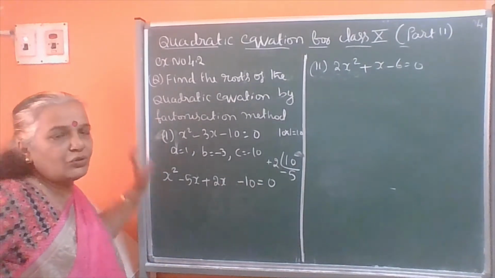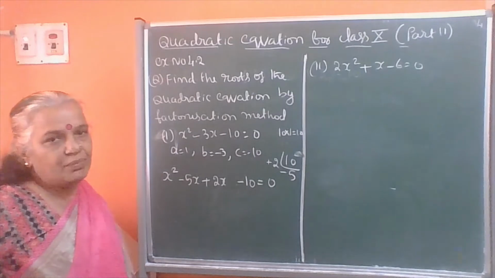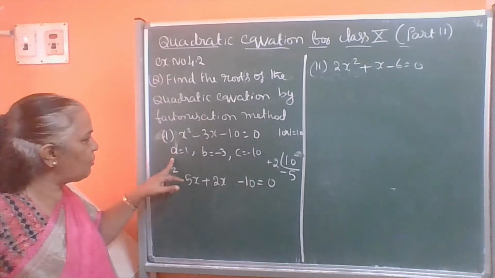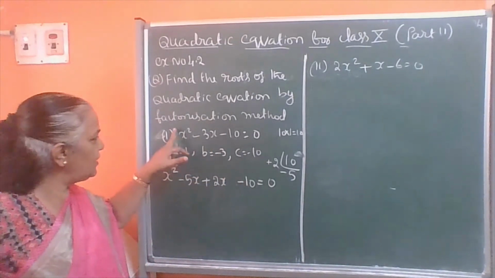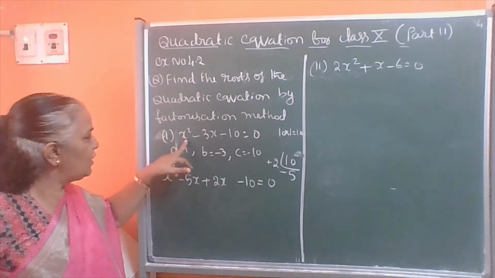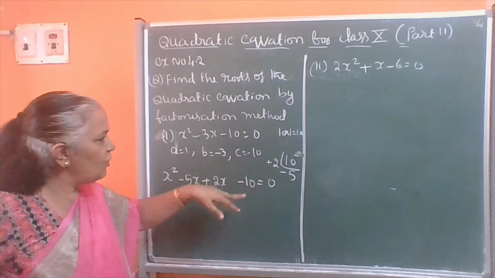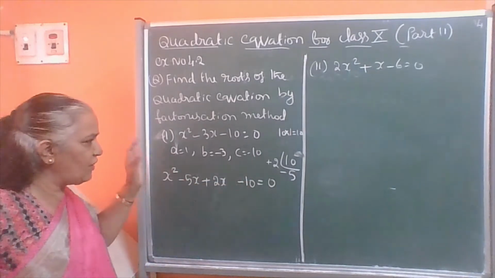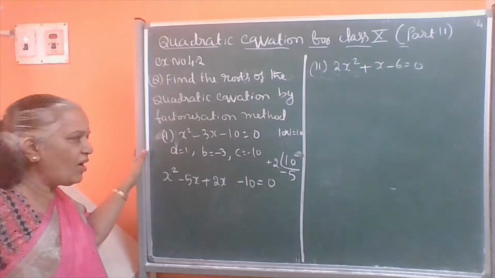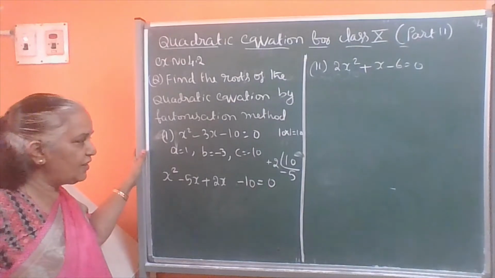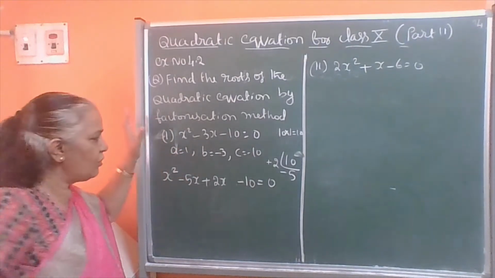This method is also called splitting the middle term. See, first you have to multiply a and c. The coefficient of x square is 1, and 1 into 10 is 10. You have to find the factors of 10. By adding or subtracting these factors, you should get the middle term.